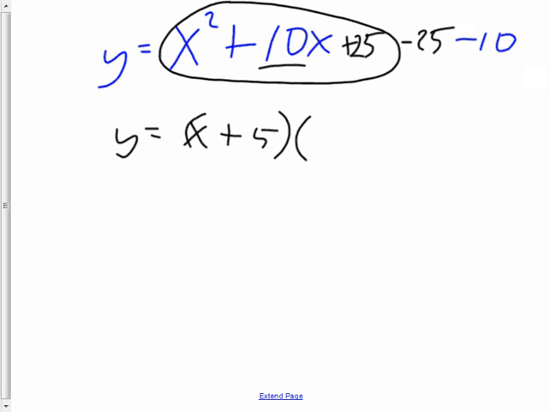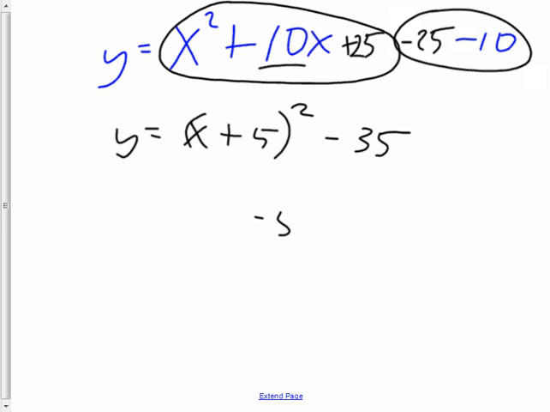And yes, you could write it twice, but what would be even smarter? Writing it once and then saying squared. Okay. And then these guys go together and make what? Negative 35. So what's my vertex? Negative 5, comma, negative 35.